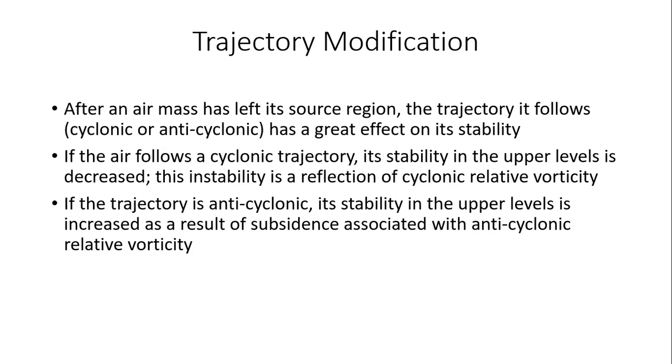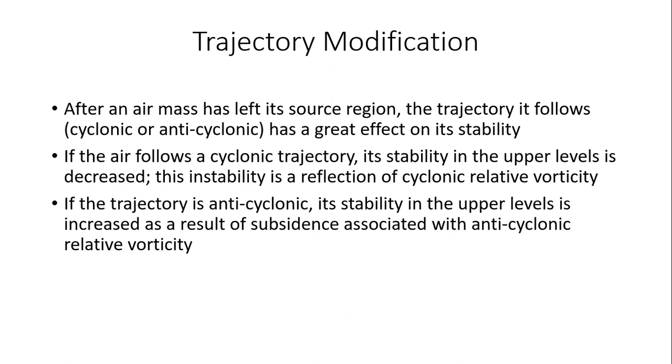Trajectory modification. After an air mass has left its source region, the trajectory it follows, whether cyclonic or anticyclonic, has a great effect on its stability. Generally, if the air follows a cyclonic trajectory, its stability in the upper levels is going to be decreased, as the instability is a reflection of cyclonic relative vorticity. So again, if the air mass makes a cyclonic trajectory out of the source region, we're going to have decreasing stability.